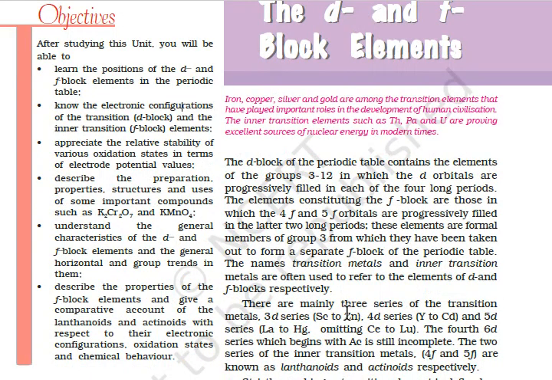There are mainly three series in the transition elements, or d block elements. They are the 3d series, which is scandium to zinc, the 4d series, which is yttrium to cadmium, and the 5d series, which is lanthanum to mercury.